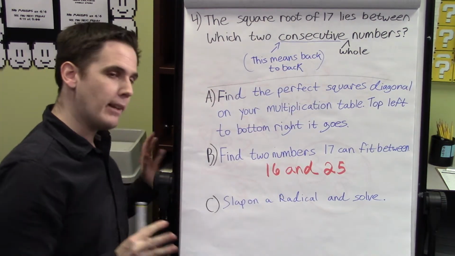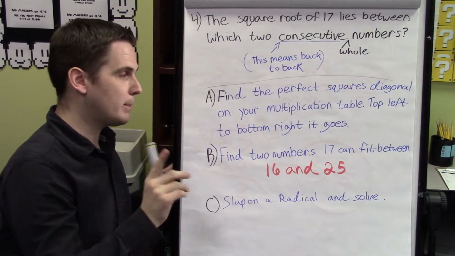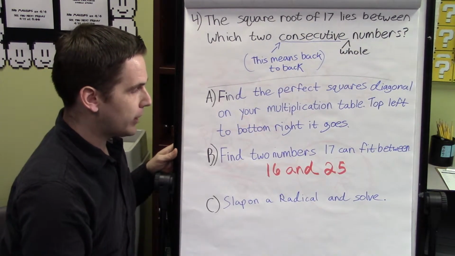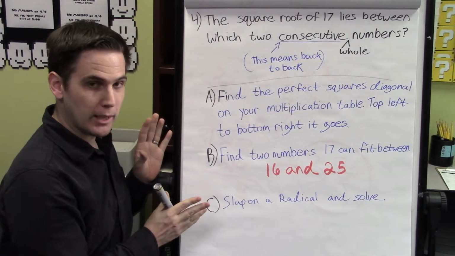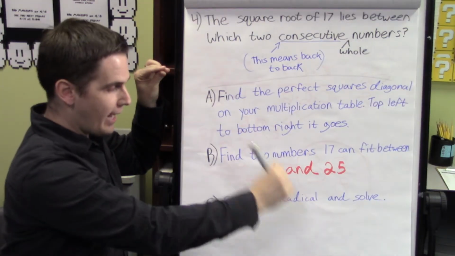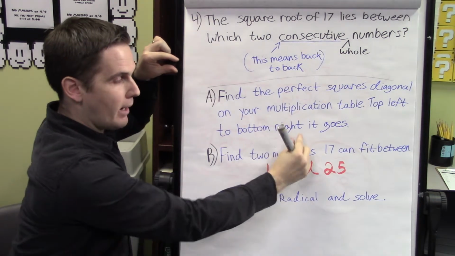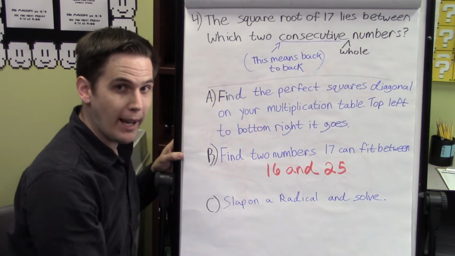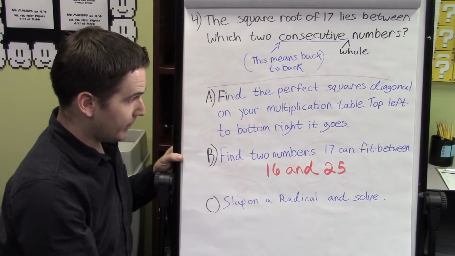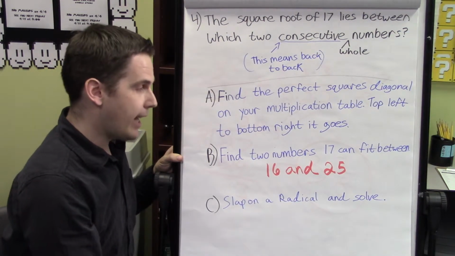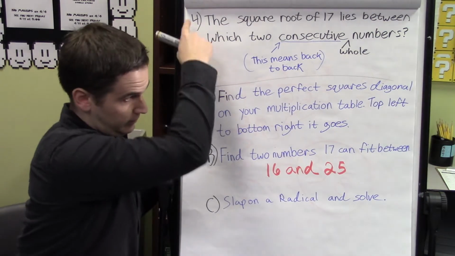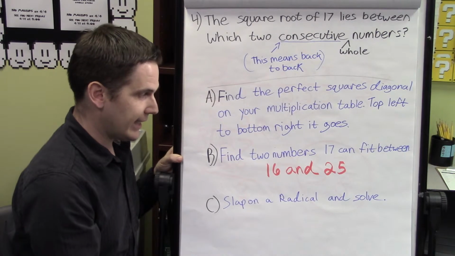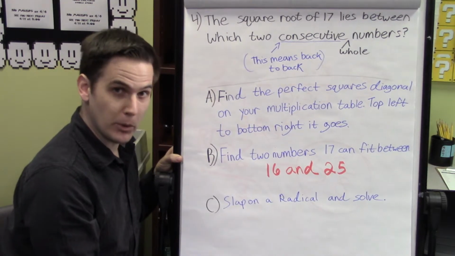There are some mathematical formulaic ways to solve this, but here's the quick way. Find the perfect squares diagonal on your multiplication table. So you have your multiplication table and you go down diagonal from top left to bottom right. Follow that down. You can open it up in Symbaloo. I have it there for you. Those are your perfect squares. Now, in that diagonal, pick the two numbers that 17 can fit in between.